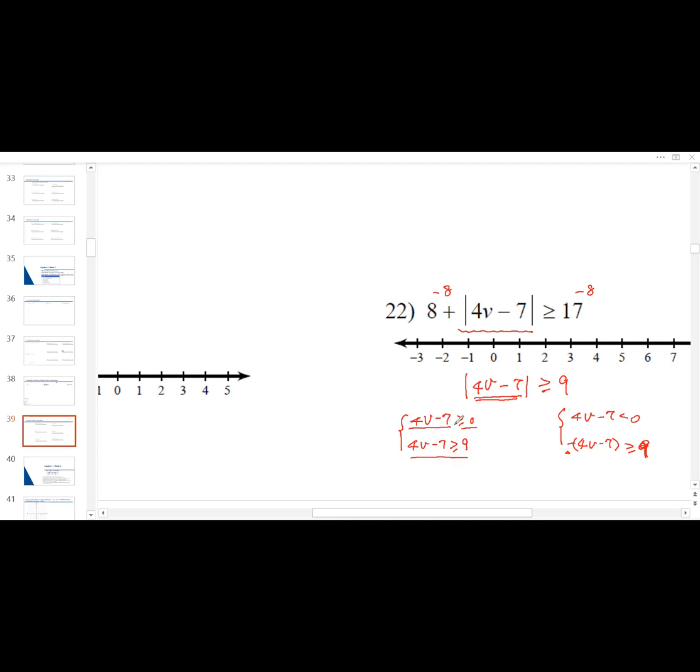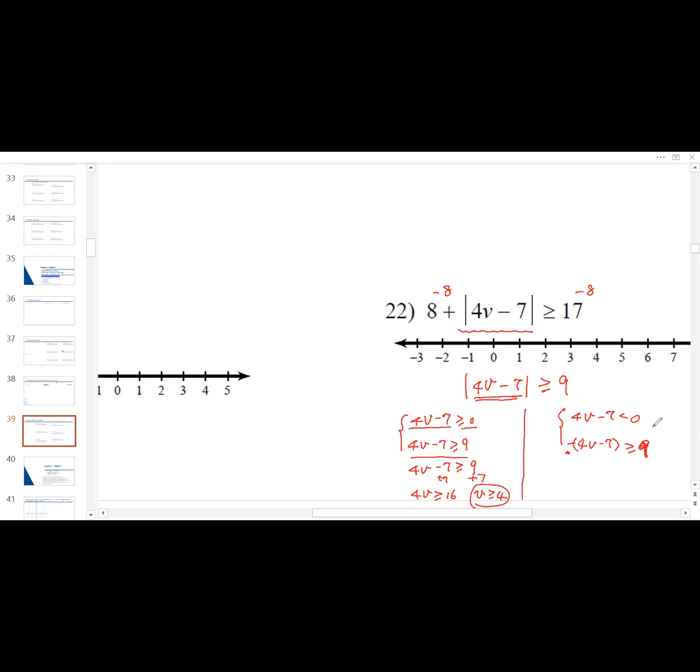Combining these two, 4v minus 7 needs to be greater or equal than 9. The greater or equal than 0 and greater or equal than 9, that should be greater or equal than 9, right? So both sides plus 7. So 4v is greater or equal than 16. So v is greater or equal than 4. So you got this for the left part.